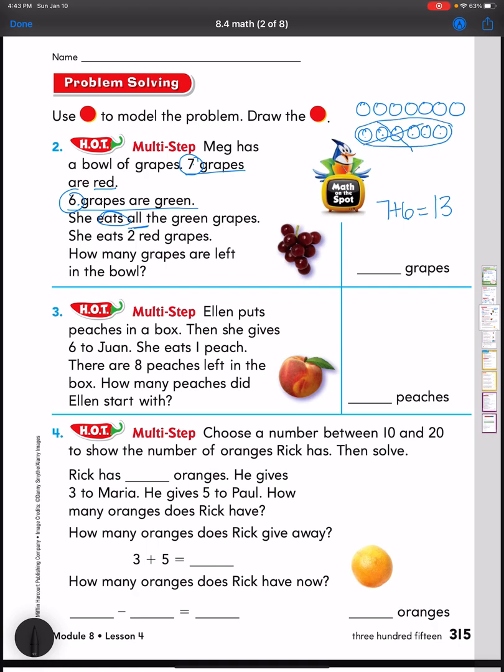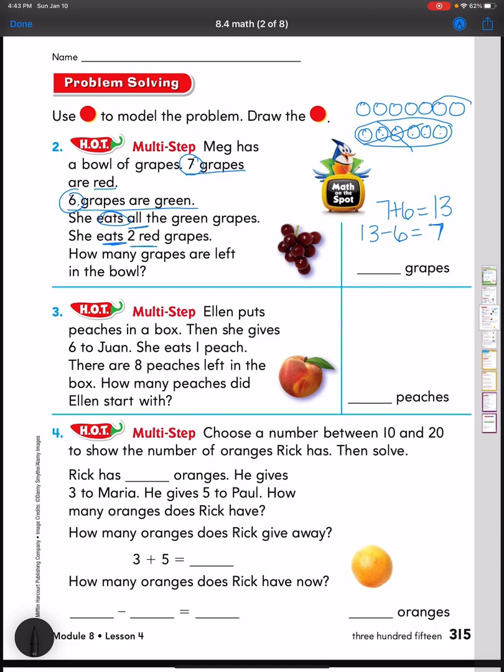So we would say 13 minus 6 equals. Well, what are we left with? 7. 13 minus 6 is 7. Okay. But then she eats 2 more. She eats 2 of those red grapes.